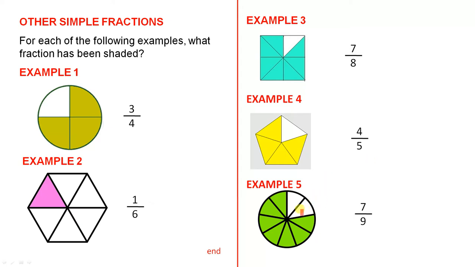And for the final example, we have a circle which is divided into 9 parts, so 9 is the denominator, and 7 of those parts have been shaded, so 7/9 of the circle has been shaded. So this video has introduced us to some fractions, and we've seen that a fraction consists of a numerator and a denominator, and we've just seen a few examples where those 2 parts are used.